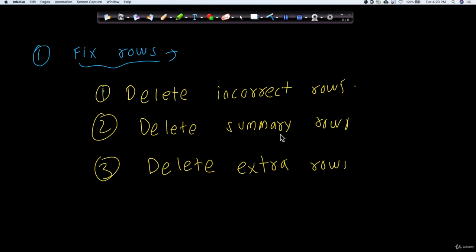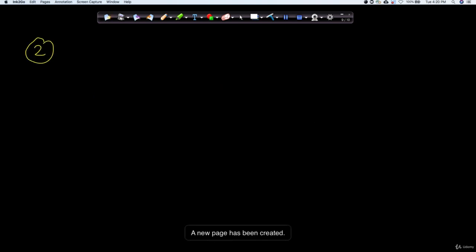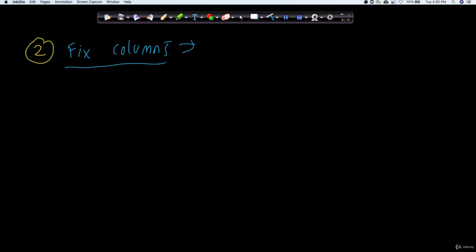So you have to clean your data, so you have to bring it to a format which my machine learning can understand later, right? So first thing is to fix rows. Now the second thing is fix columns. Now let's see what we can do to fix the columns.